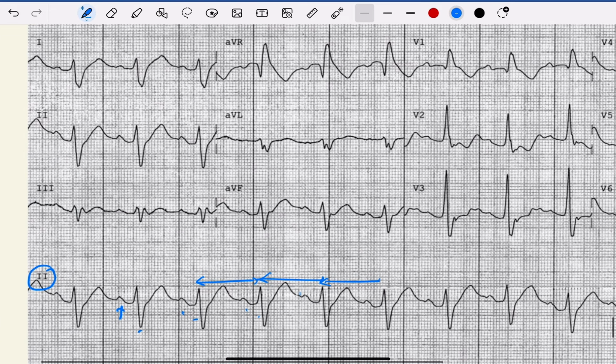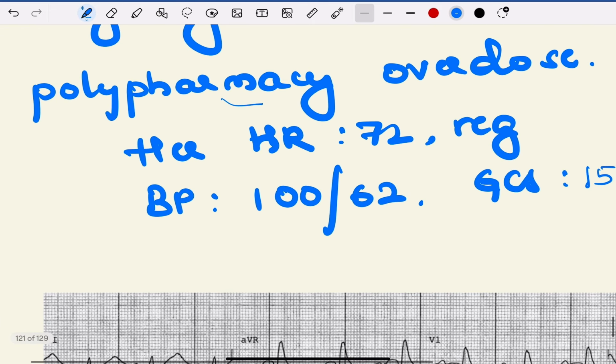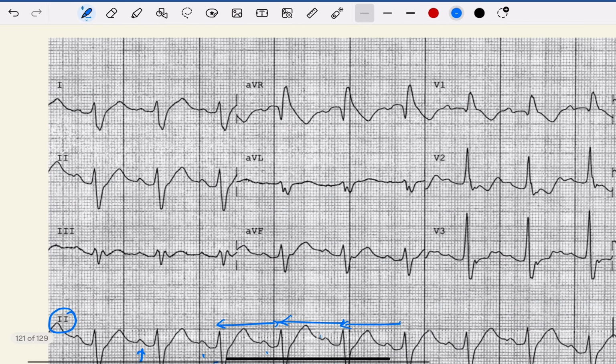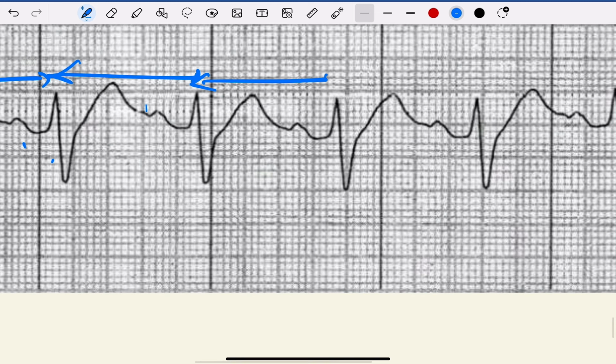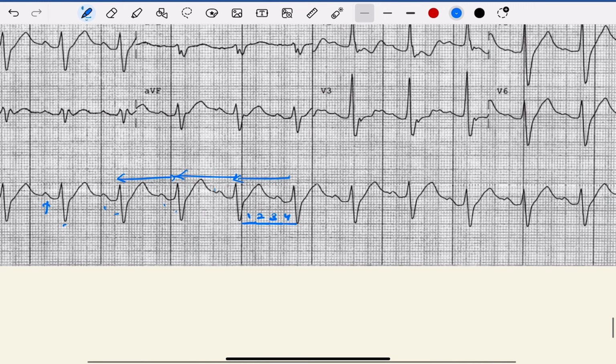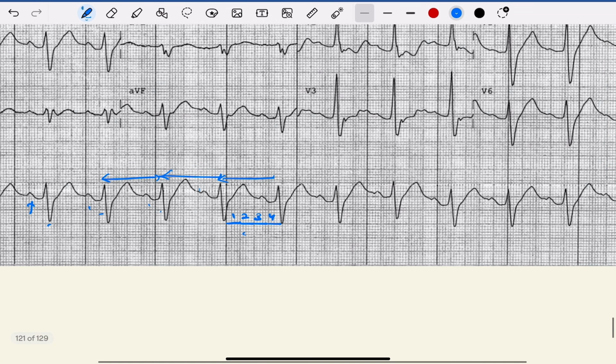Next, the rate. They have already given 72 here, but let's calculate nevertheless. You calculate the rate by counting the number of big boxes between two RR waves. It's easy to calculate here. This is one big box, 2, 3 and 4. So 4 big boxes means 300 divided by 4, which is 75 beats per minute.